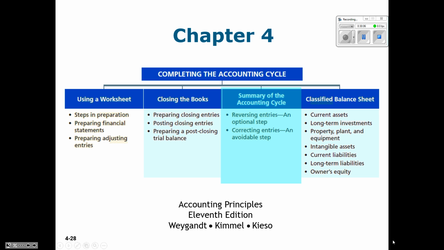Tomorrow, we're going to talk about reversing and correcting entries. We're not going to do them. And I'm also going to teach you about a classified balance sheet, leaving Thursday and Friday to get going on end of chapter work. It'll take me almost the entire hour tomorrow to talk about a classified balance sheet. We'll do more stuff with it on Thursday. So we are ahead of schedule.